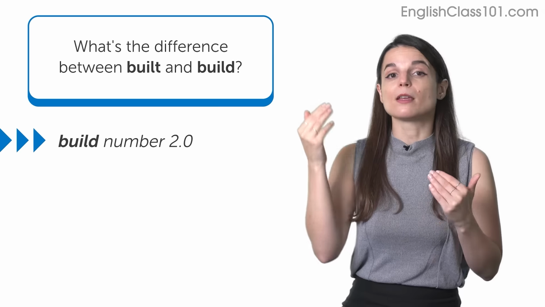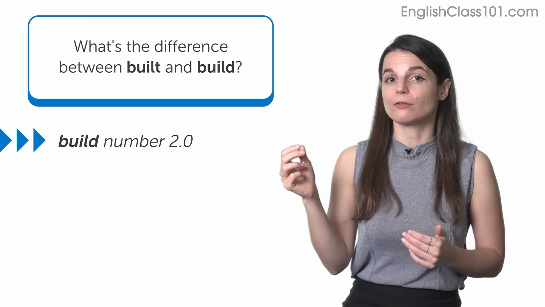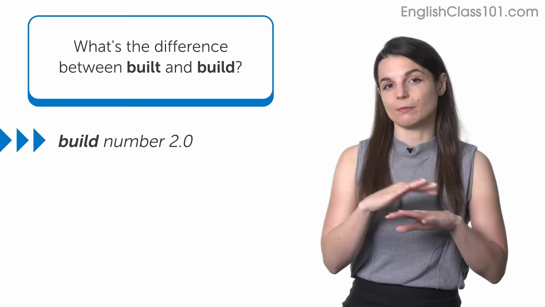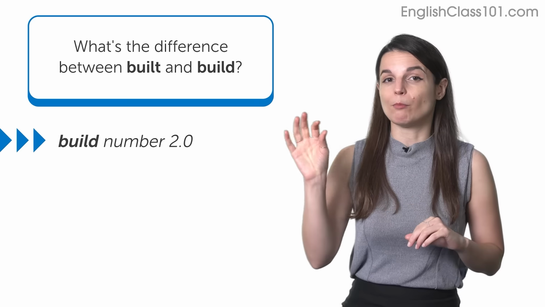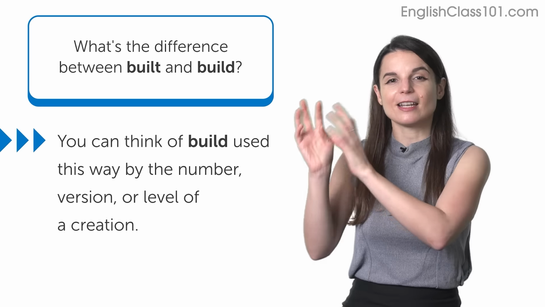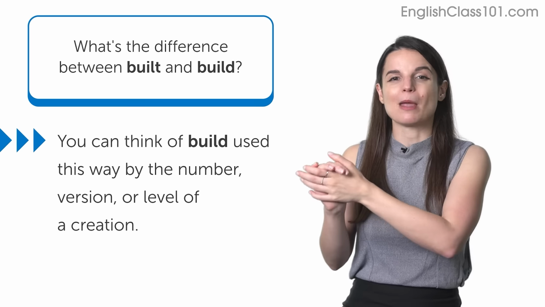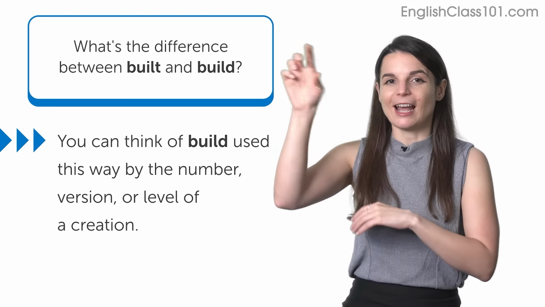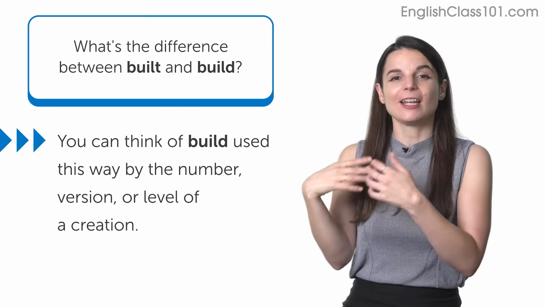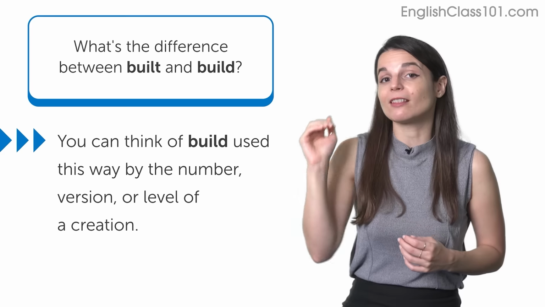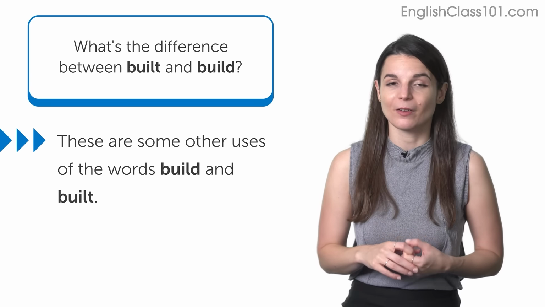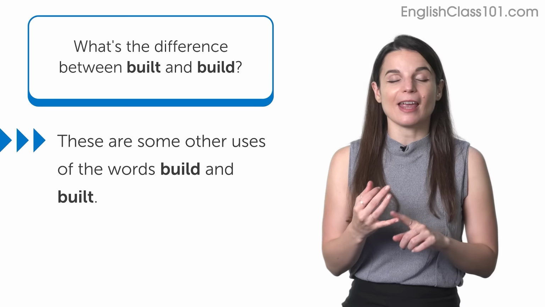So you can think of the build for an app or for software as kind of the version number of the software. You might see them used in very much the same way. So build is also used in this way. You can kind of think of it as like, this is the number of our creation. So maybe you started at build 1 and it had these features, and then build 2 had these features, and so on. So you can kind of think of it as like the versions or the levels of that app. You might also see build used in this way. So these are the uses of built and build.